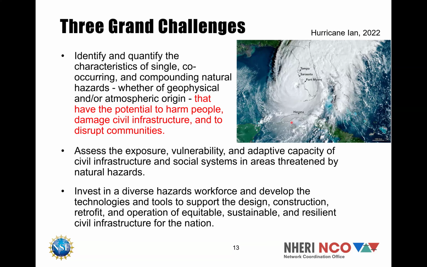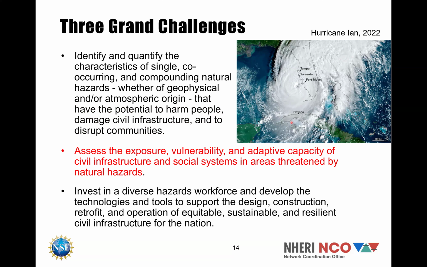So these geophysical and atmospheric hazards have the potential to harm people, damage the civil infrastructure, and disrupt communities. And a lot of our focus as engineers, at least, has been on the damage to civil infrastructure: buildings, roadways, bridges, etc. We haven't focused enough on the disruption to the community, the people who move out, who migrate, who don't come back, or just suffer in place for maybe decades before they can afford to rebuild and get their lives back up and operating. That's the first challenge, quantifying the hazard and how it has potential to injure or harm.